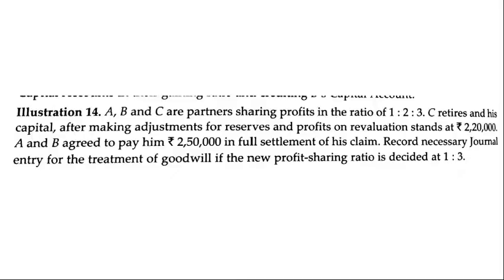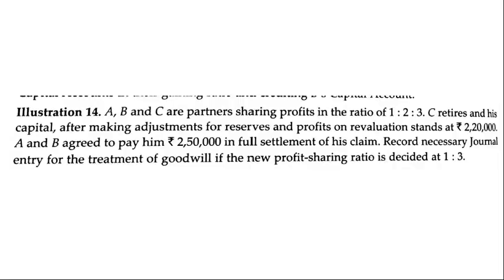A, B and C are partners sharing profits in the ratio of 1:2:3. C retires and his capital after making the adjustment for reserves and profit on revaluation stands at 2,20,000. That is the amount that is due to the retiring partner. A and B agreed to pay him 2,50,000 in full settlement of his claim. The amount due is 2,20,000 whereas he is being paid 2,50,000. Record the necessary journal entry for the treatment of goodwill if the new profit sharing ratio is decided at 1:3.